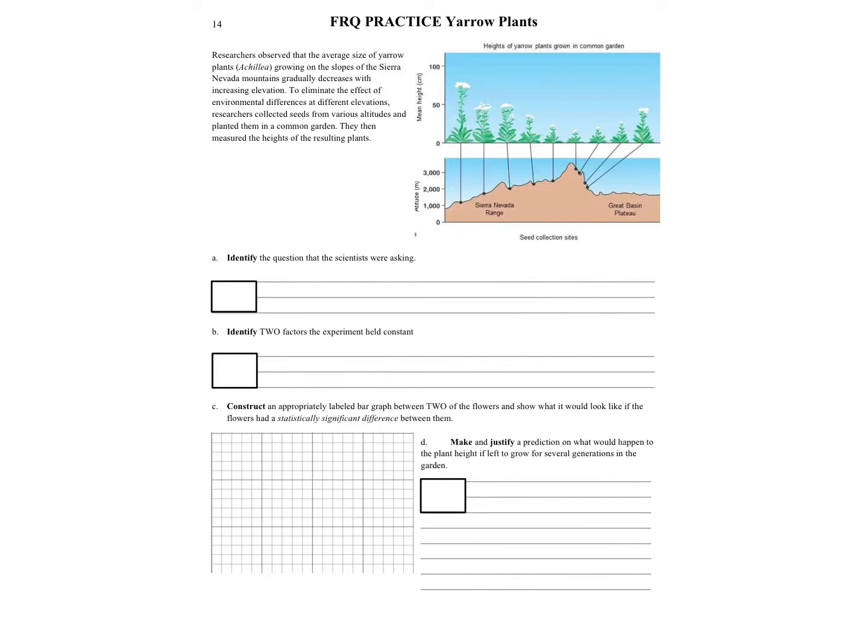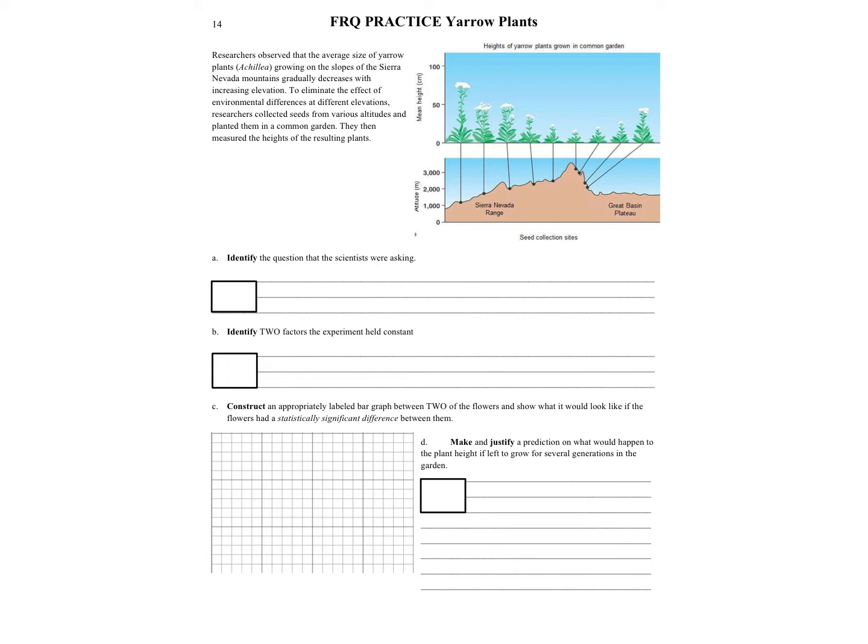In this video, I'm going to walk you through the FRQ practice on yarrow plants. You're given some background information in this part right here, as well as some data about the experiment that was happening. So here's what you were given. Researchers observed that the average size of yarrow plants, also called genus Achillea, growing on the slopes of the Sierra Nevada mountains gradually decreases with increasing elevation.